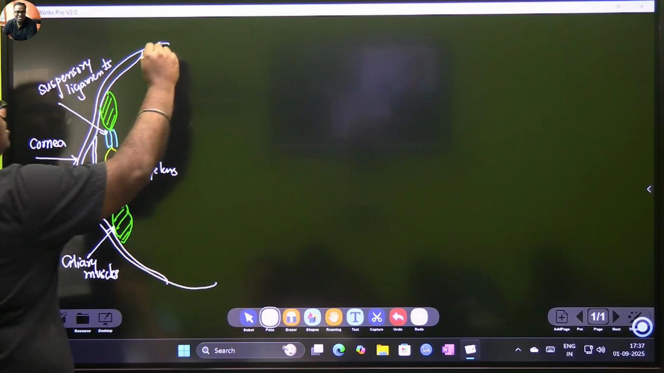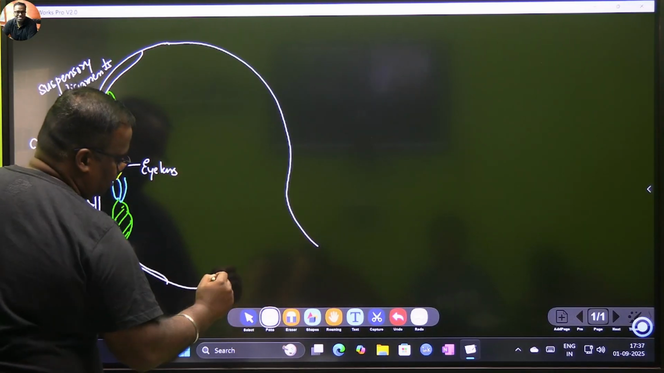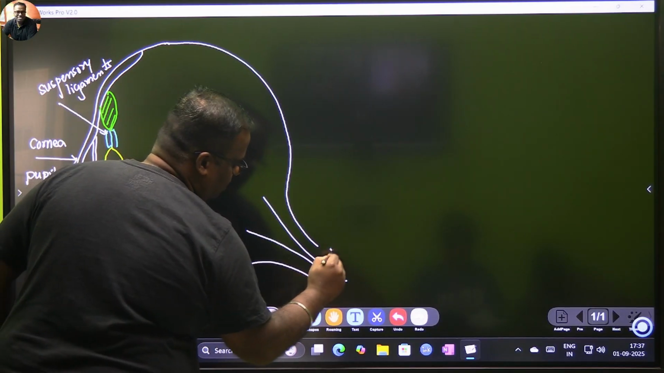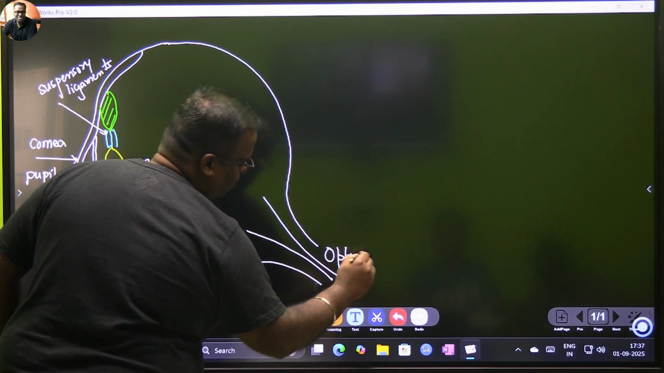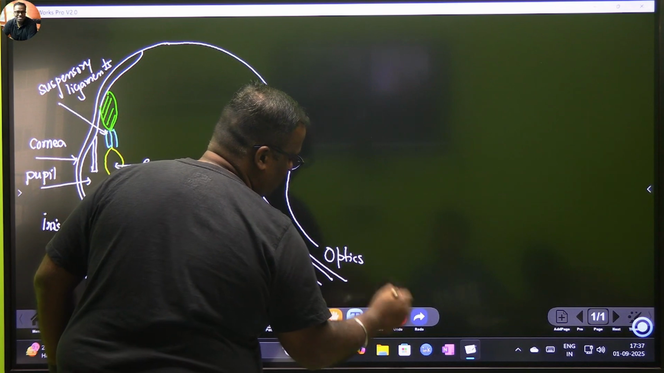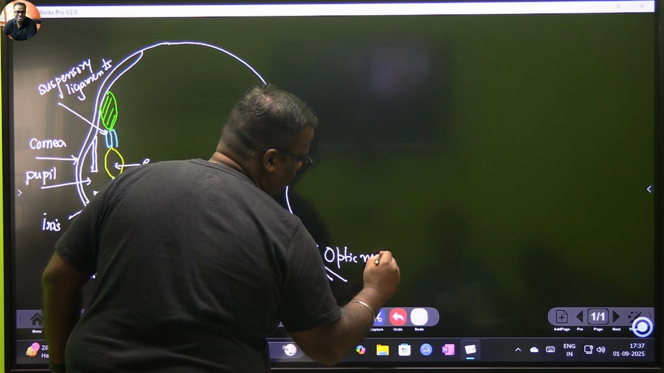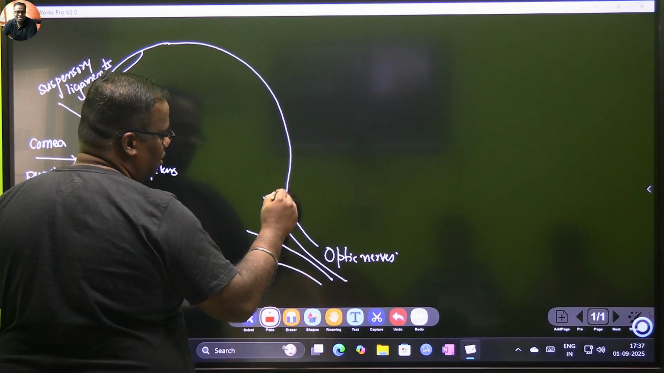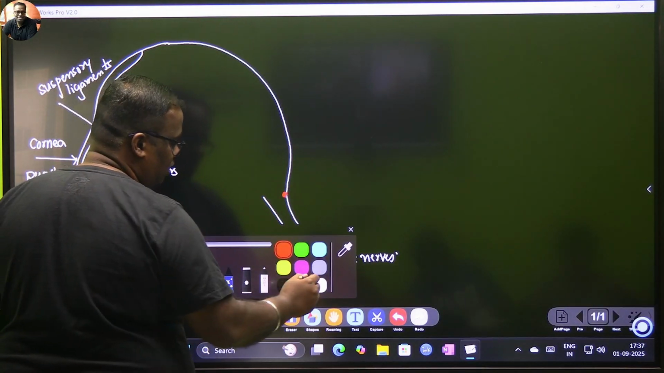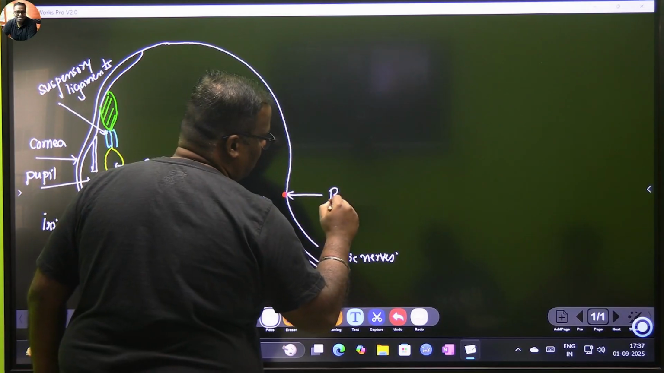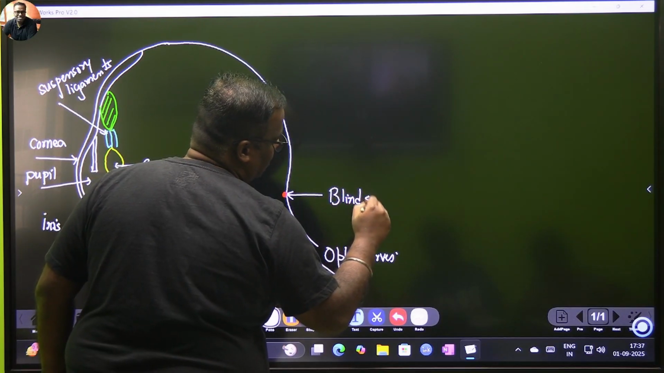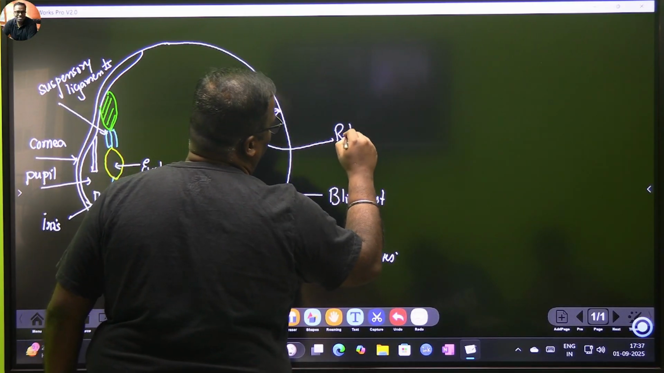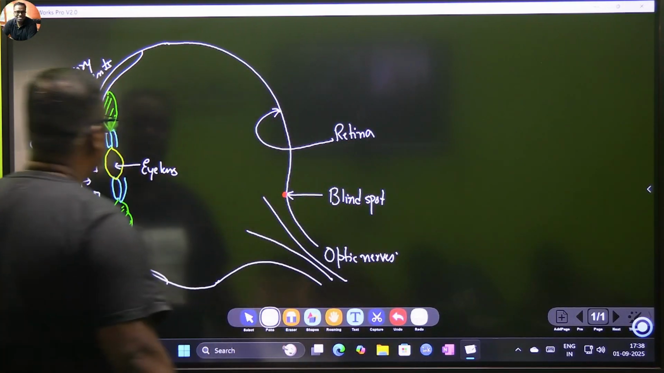Then we have this portion. These are your optic nerves, which will be traveling to your brain. And everyone has something round about here which is known as your blind spot. This is known as your blind spot, and this part is known as the retina of the eye. Now let's understand each part of the eye and its function.